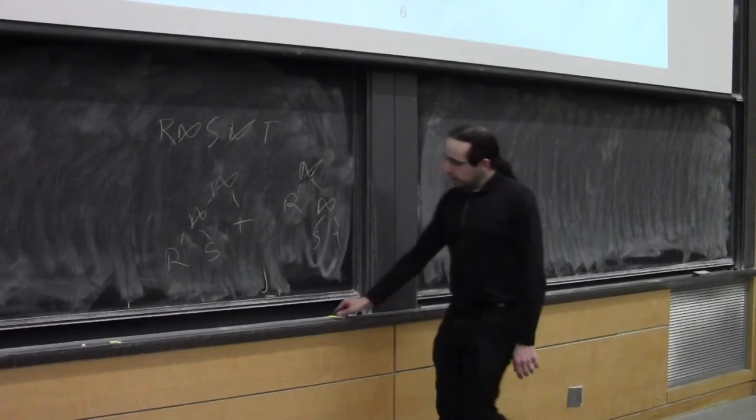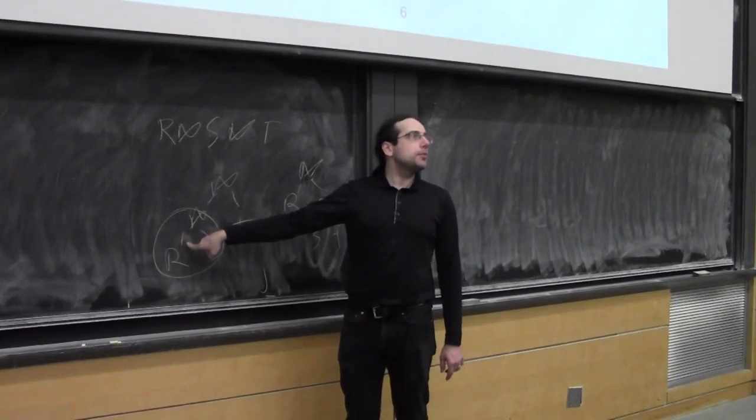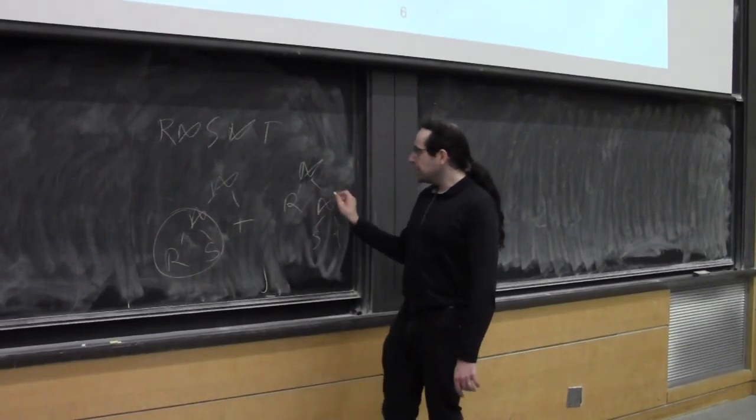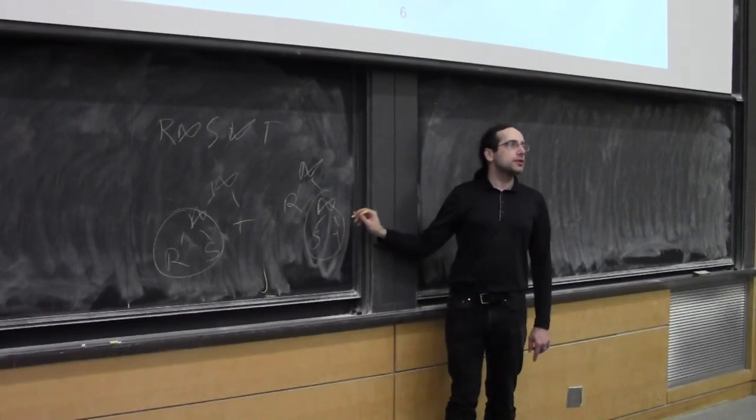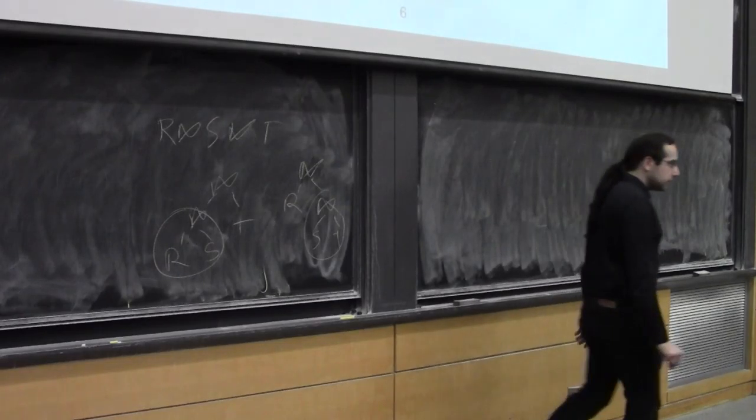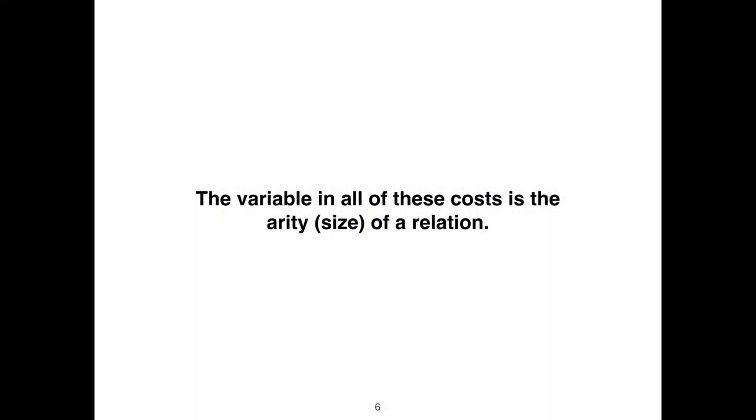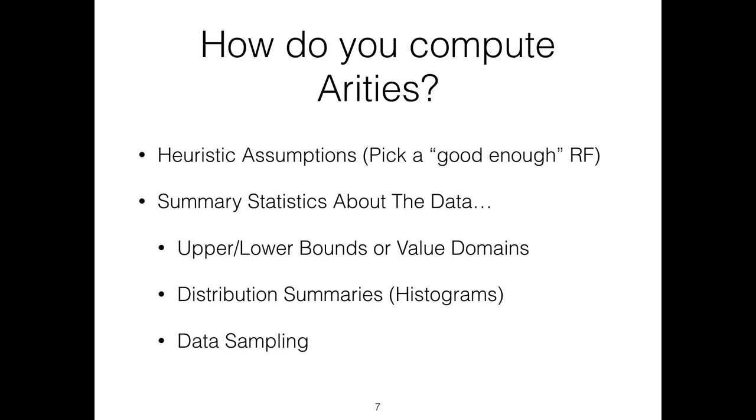And so almost all of cost-based optimization in databases boils down in one way or another to estimating this value. If I join R and S, how many tuples are going to be in the result of that join? If I join S and T, how many tuples are going to be in the result of that join? Turns out this is surprisingly hard. So how do you do this? How can you go about estimating the arity of a join without actually computing it in the first place? There's a couple of different tactics we can take.